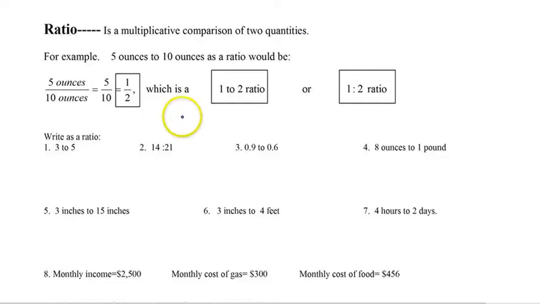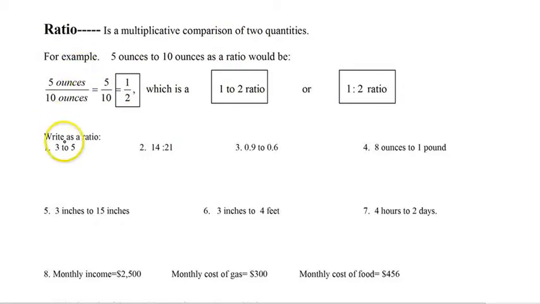Alright, ratios. This is a multiplicative comparison of two quantities. So we take two things and we write them as a comparison. This is a 1 to 2 ratio. We can also say 1 to 2 ratio, or using the colon, which is 1 to 2 ratio. Alright, we've all heard this before, ratio in some form, and that's what we're dealing with today.